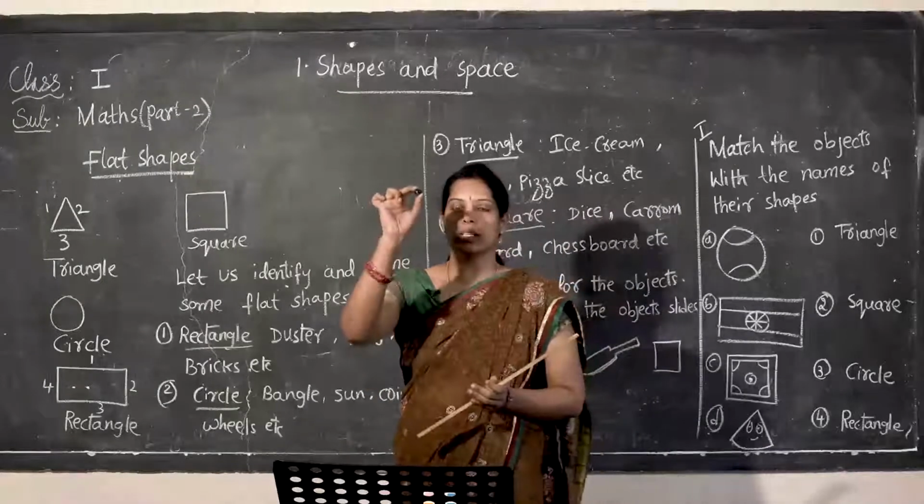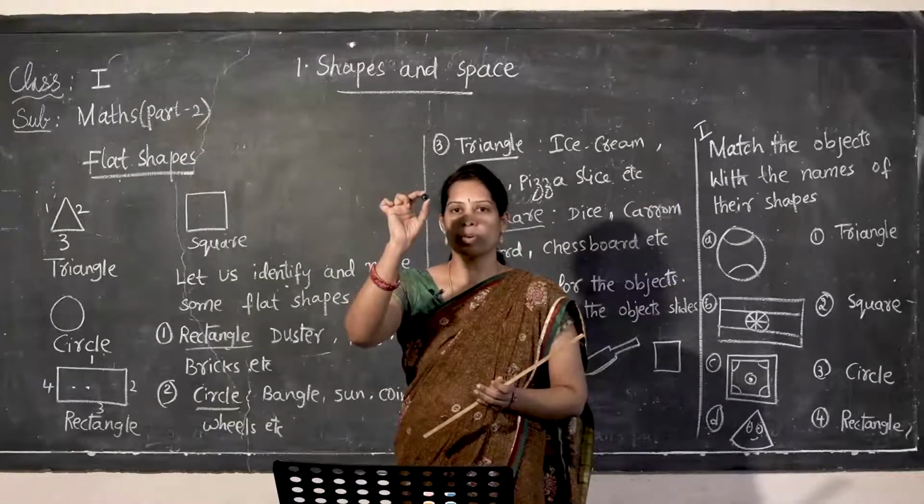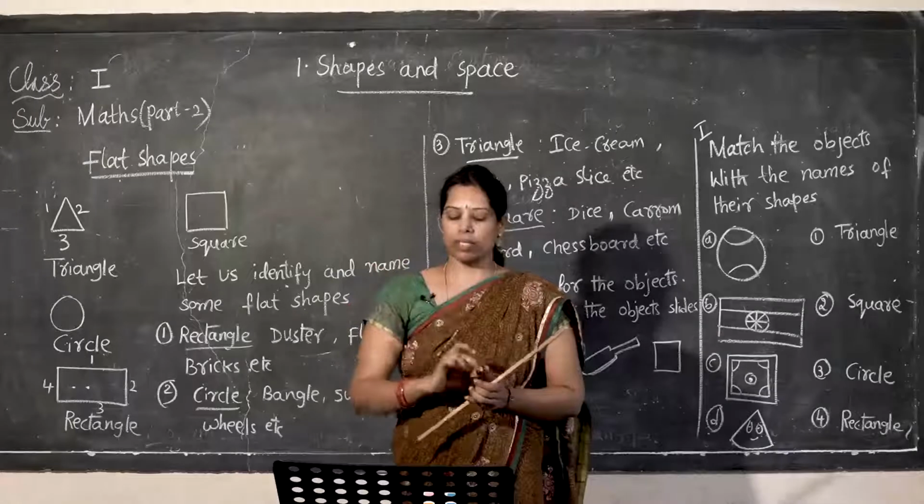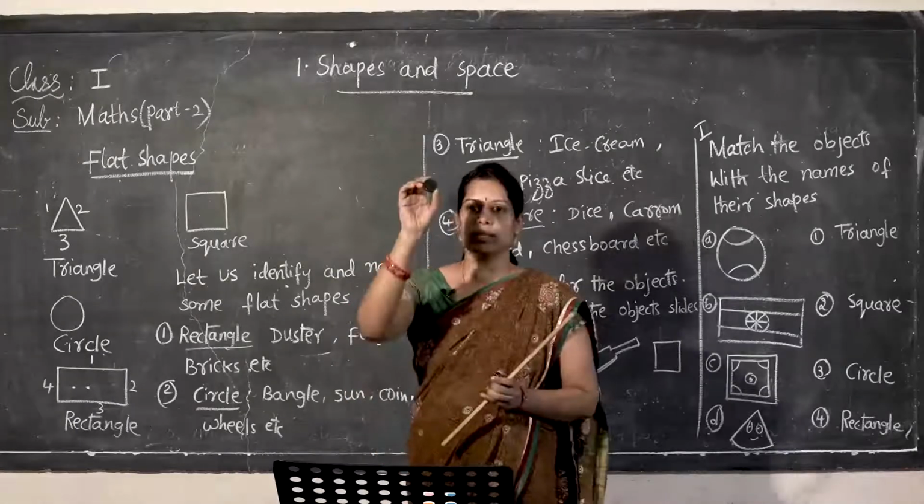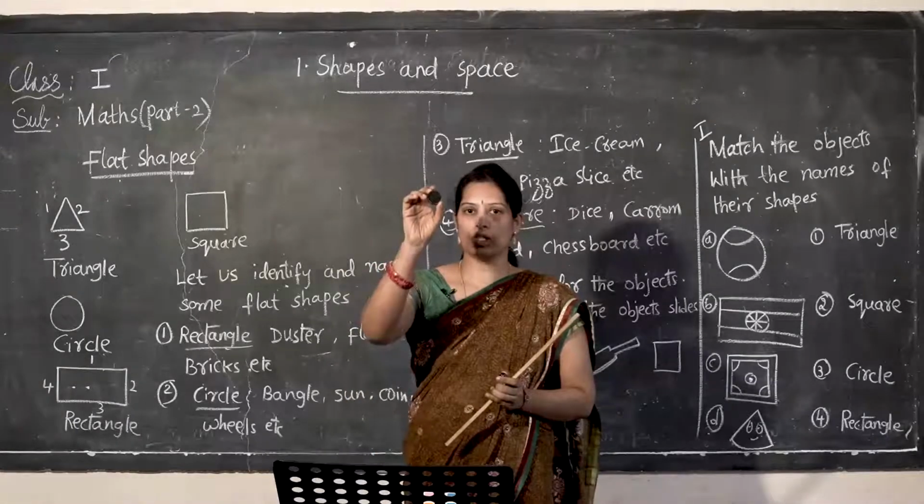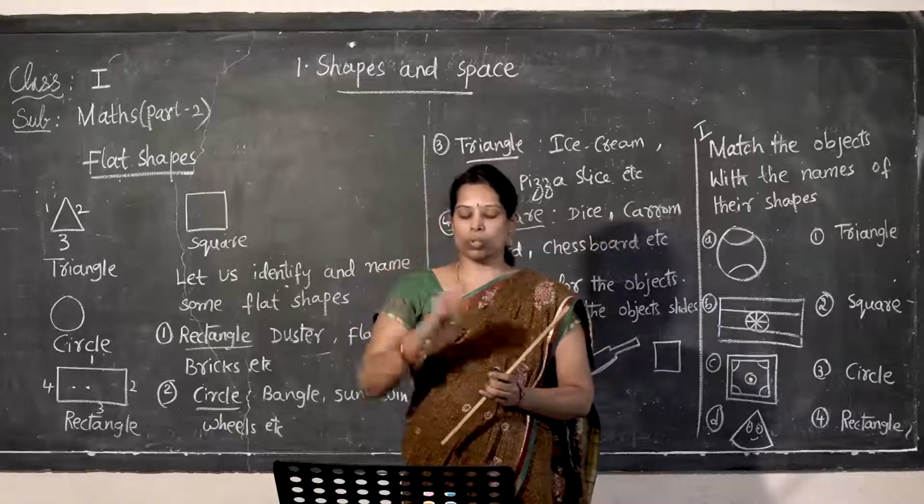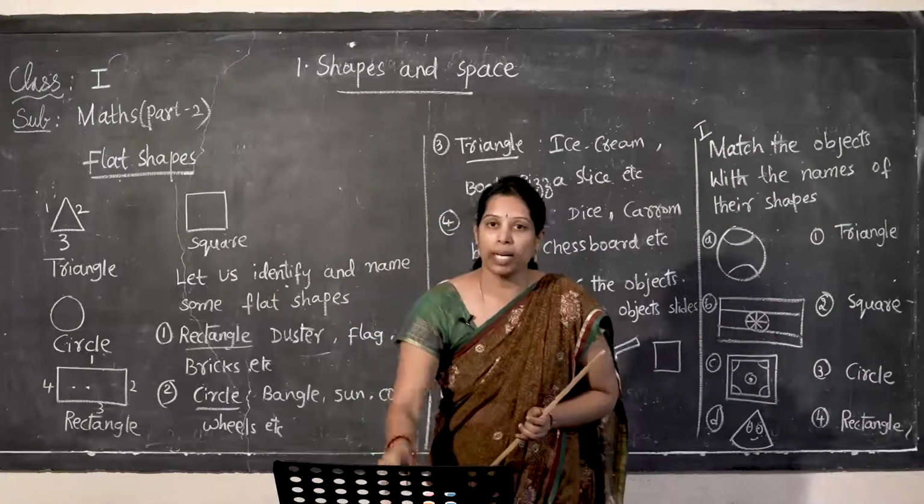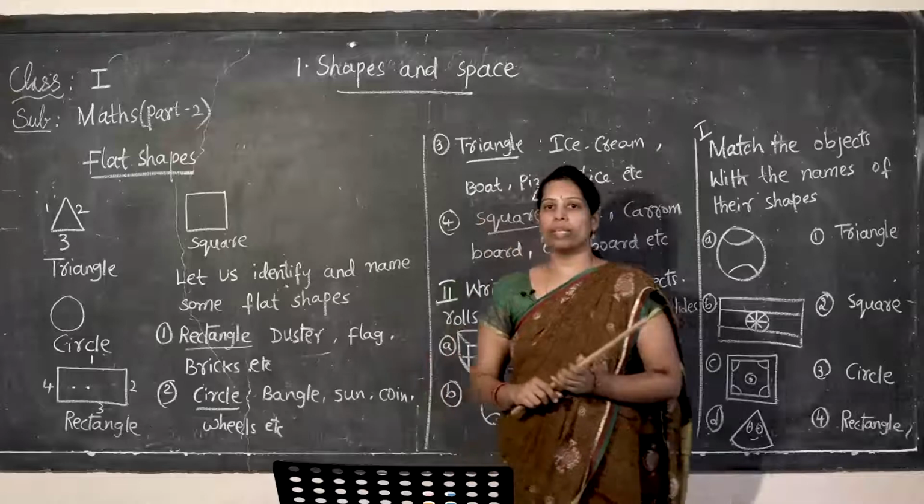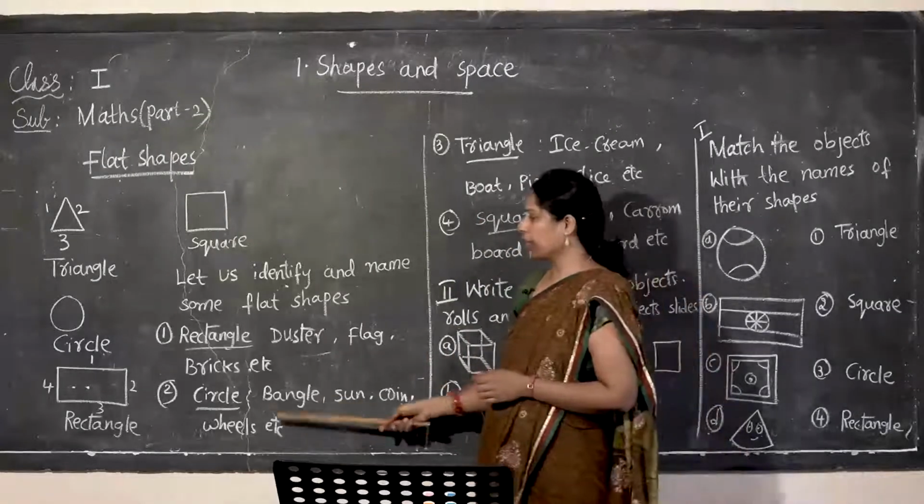What is this? This is a marble. What is the shape of the marble? It is also circle in shape. What is this? It's a carom board coin. What is the shape of the carom board coin? It is also circle in shape. Orange. What is the shape of the orange? It is circle in shape.